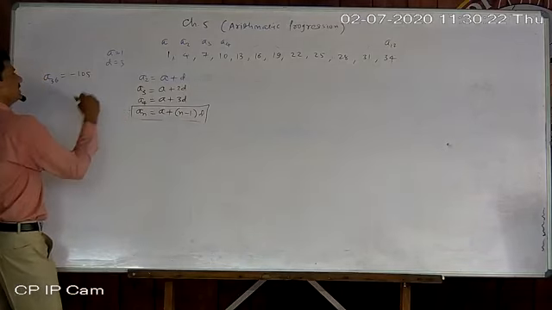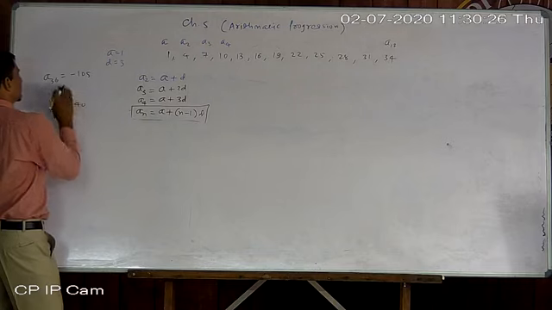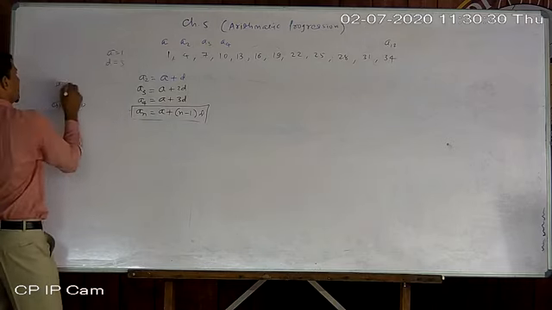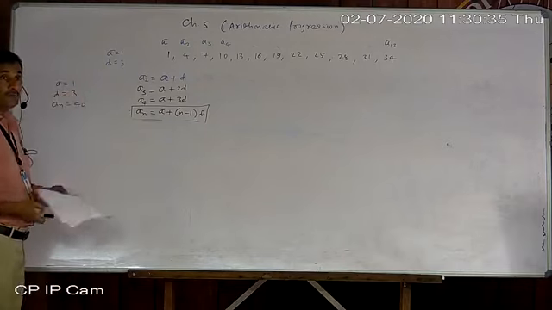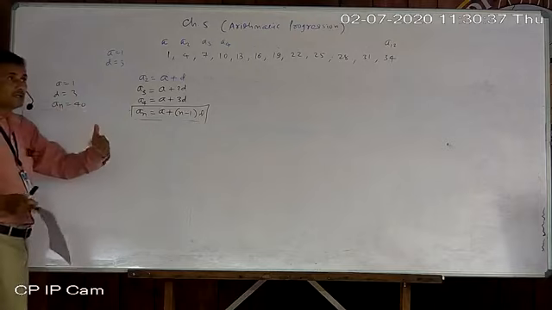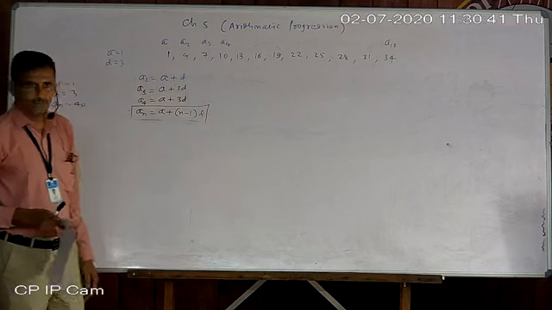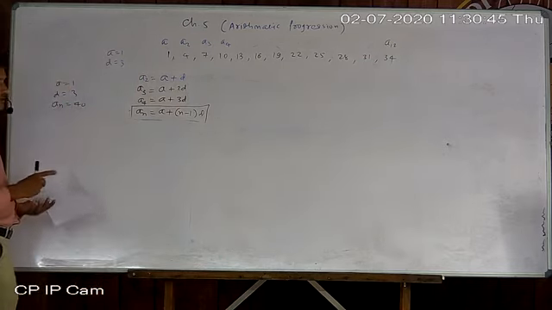I don't know where is 40. Okay, so a_n is given as 40. A and d are already given here: a equal to 1, d equal to 2. So what type of sum is this? The value of that term is given, but that term's sequence number is not given. So I just place n in place of 40.